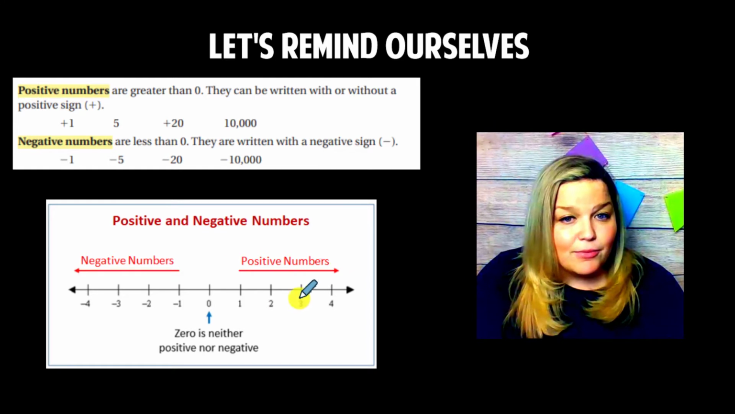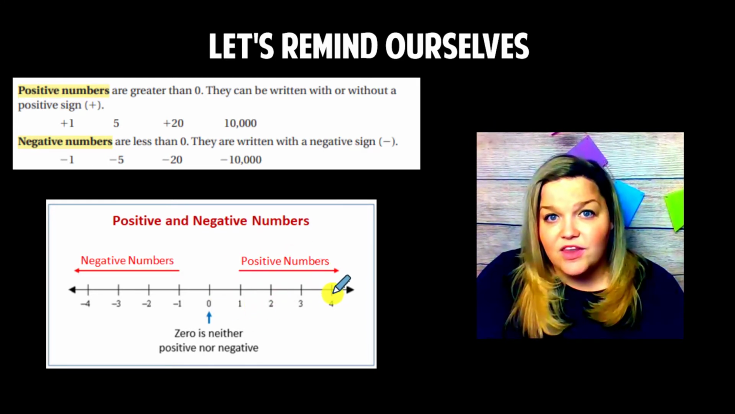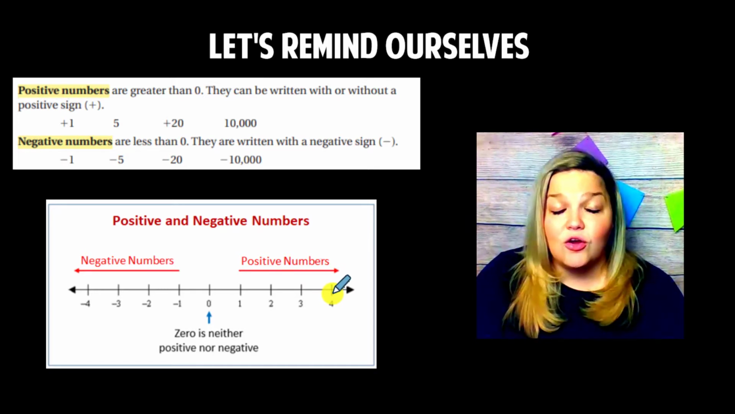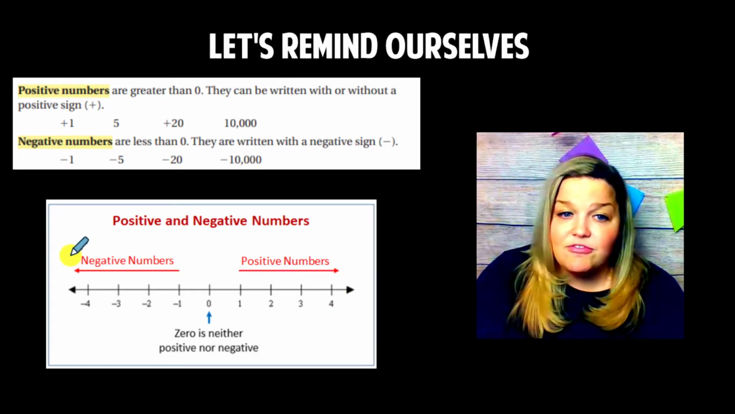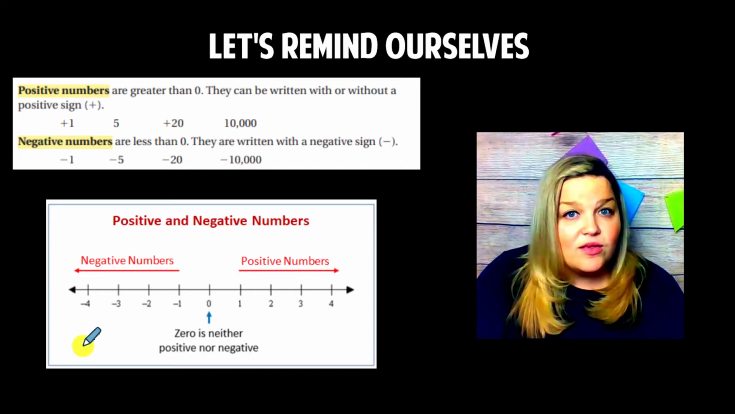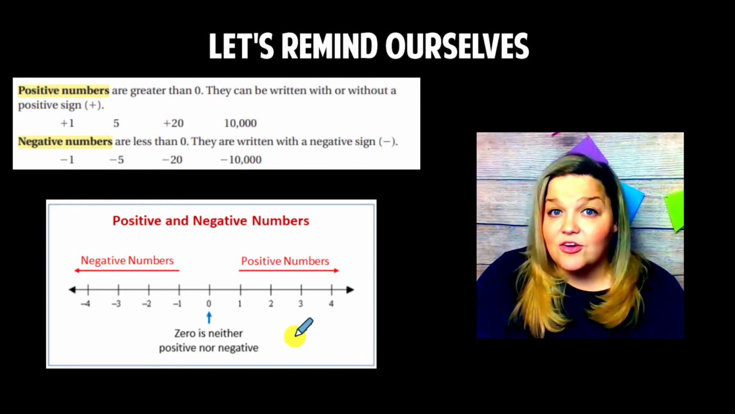Positive numbers are always to the right of 0 on the number line, and they're considered a greater value than 0. Negative numbers are always to the left of 0 on the number line, and they are always considered less than 0. 0 is neither negative nor positive.